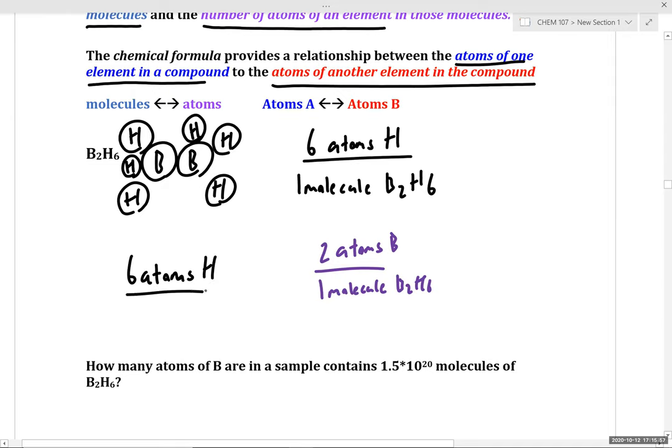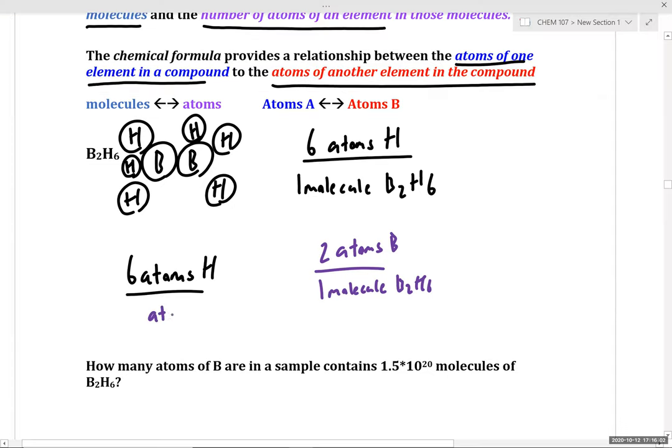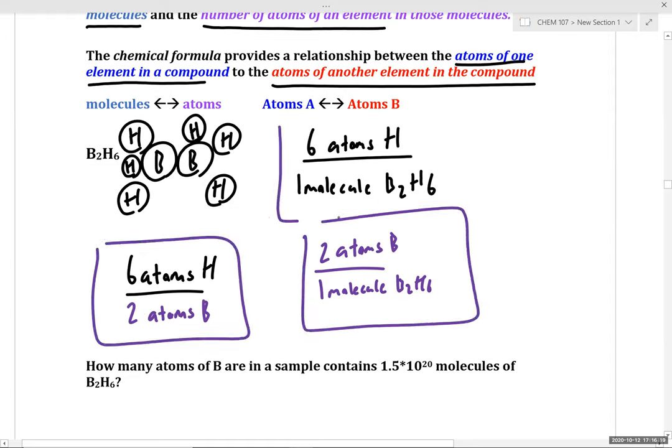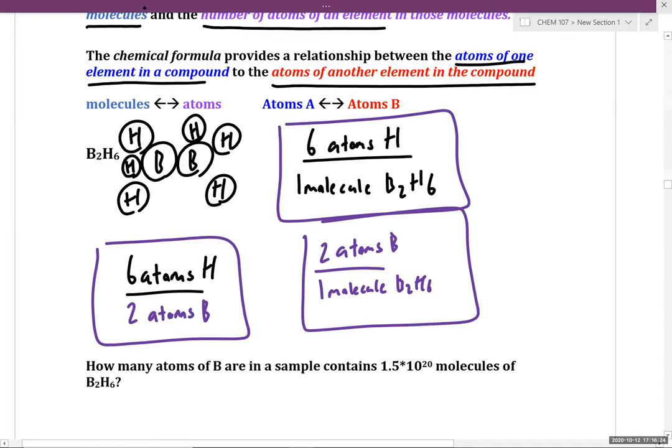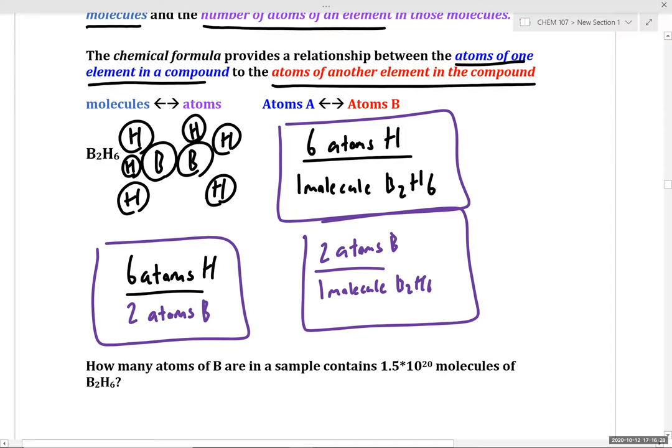And just like before, we can also develop an atom to atom ratio where we have six atoms of hydrogen per how many atoms of boron? Looking at our formula for B2H6, we have six atoms of hydrogen per how many atoms of boron? Two, exactly right. Okay, so as we've just done, we can generate a series of atom to atom and atom to molecule ratios. This is on page 23 of our notes.